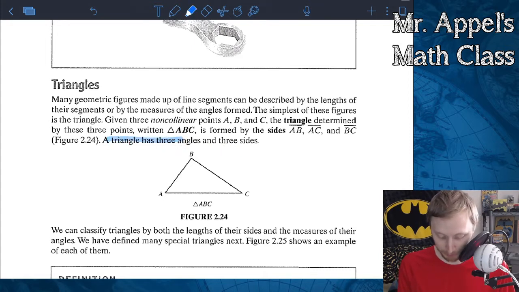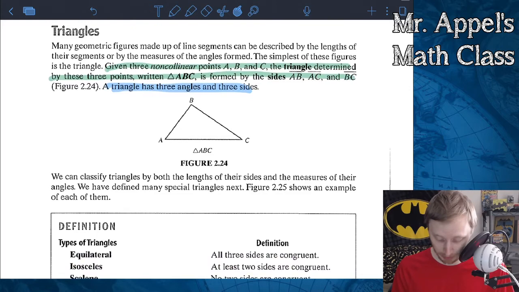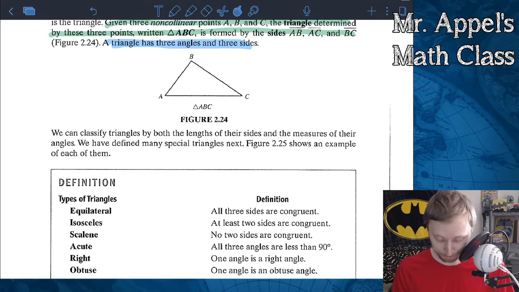That's probably the most useful definition, but again, this is more the technical definition here, just for comparison, right? And the technical part can become important when we get into the nitty-gritty details, and those become apparent in later proofs and theorems. Furthermore, we can classify triangles by both the lengths of their sides and the measures of their angles. We have defined many special triangles next. Figure 2.25 shows an example of each of them.